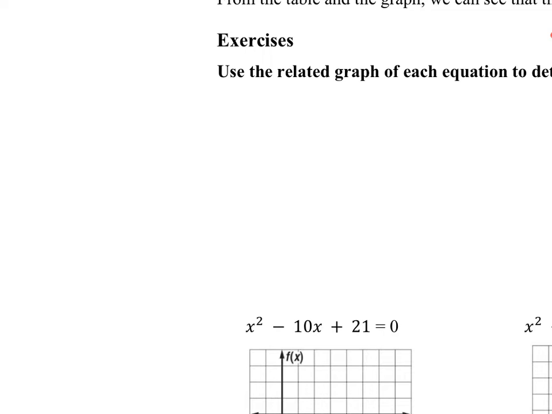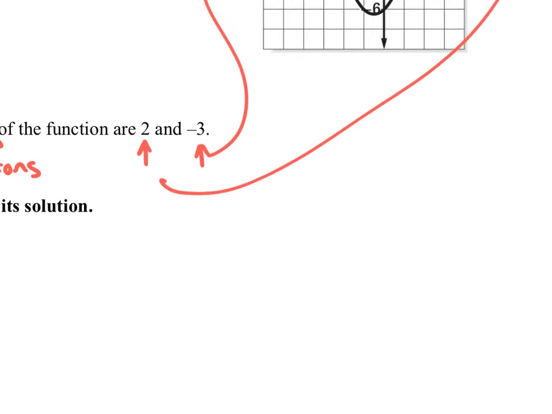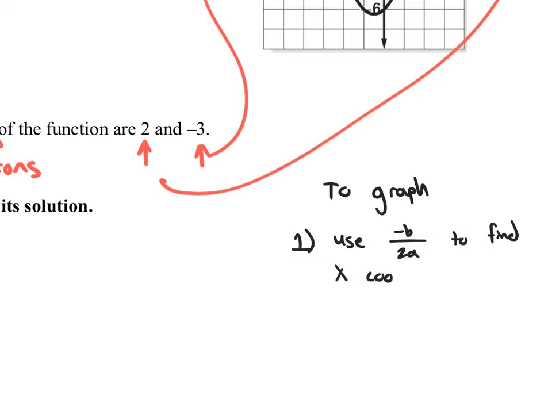Now remember the way to graph. Step 1, so let's make a little box over here. To graph, step 1 is use negative b over 2a to find the x-coordinate of the vertex.